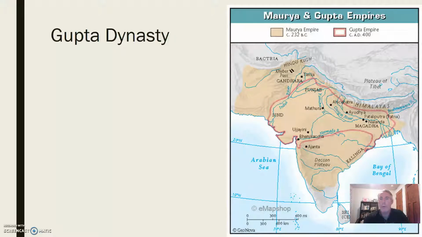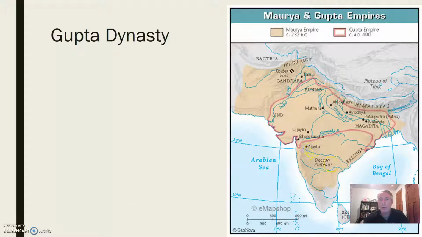So we'll go back to our map, the same map that I've been showing you guys a couple of times throughout this series, and you see the extent of the Maurya Empire, which are all the areas shaded in brown, and then the kind of reddish-pink outline here was the extent of the Gupta Empire. So right away you can see that the Gupta Empire was significantly smaller than the Maurya Empire.